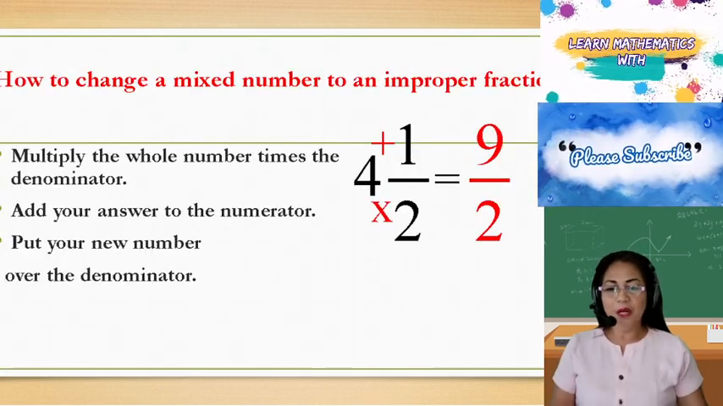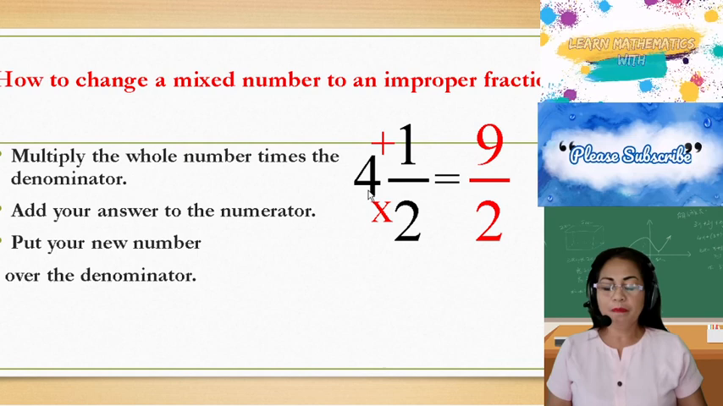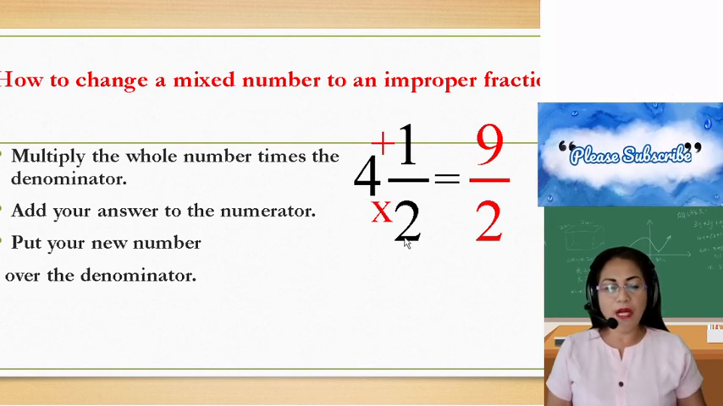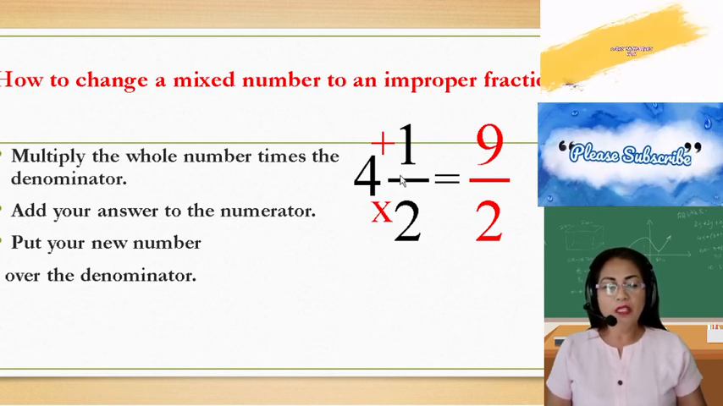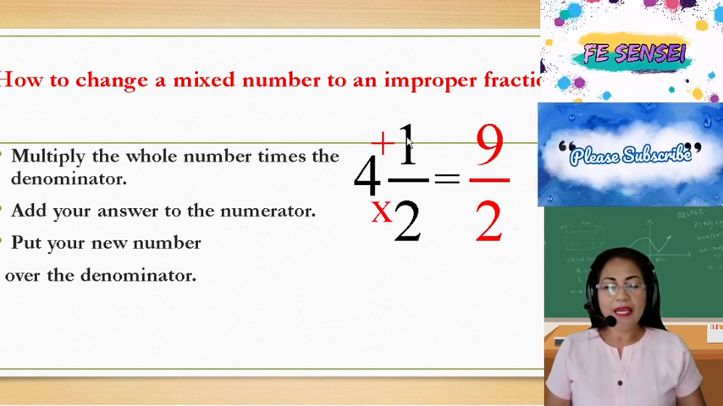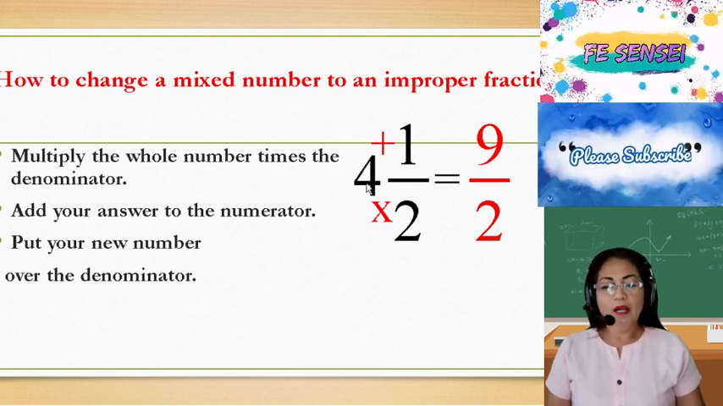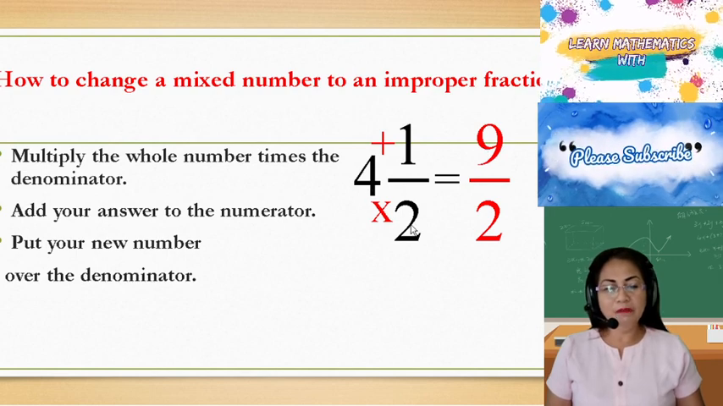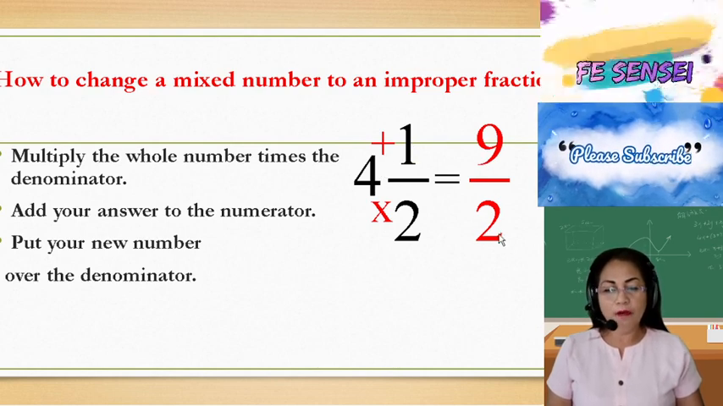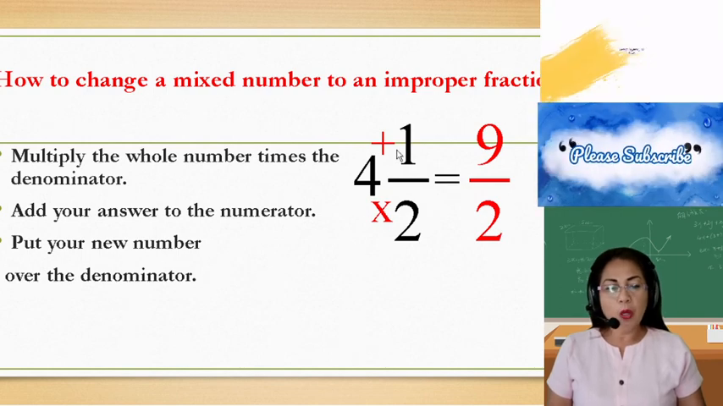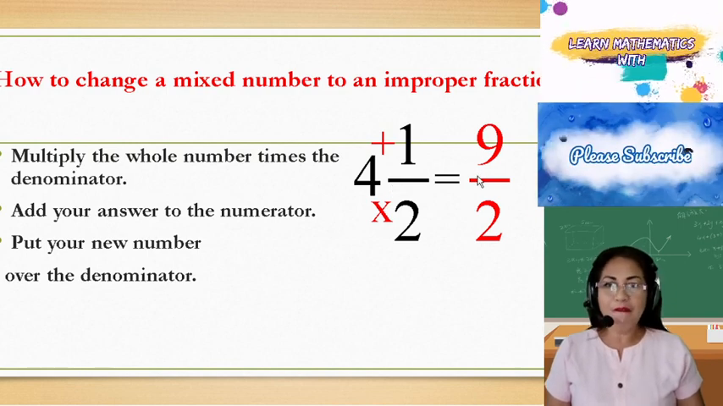Let's go back. So multiply the whole number times the denominator. So the whole number is 4 times 2 equals 8. Then add your answer to the numerator. So plus 1. And that is our new numerator. So 9. Again, 4 times 2 equals 8 plus 1 equals 9 over the denominator 2. So this is our mixed number and this one is our improper fraction.